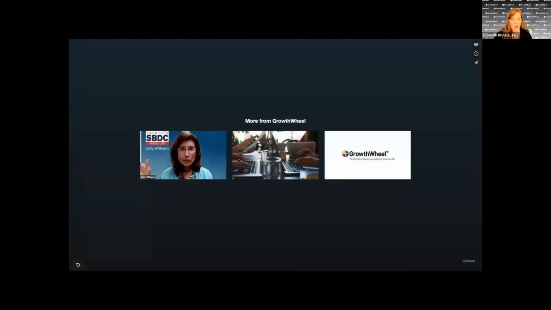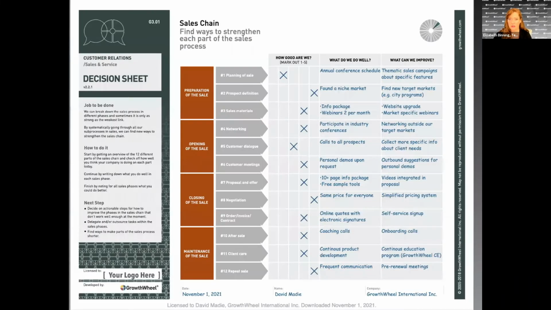So what you can also do is show them one that's actually been completed and filled out. This one has been filled out from GrowthWheel's perspective. So you can see immediately where we think we're stronger versus not so strong. We need to improve right there at the top: improve planning our sales, finding additional conferences or events where we can speak and present. Our prospect definition is pretty good because we've got a niche market. Our sales material is pretty good, but the website and other market-specific webinars could be improved.